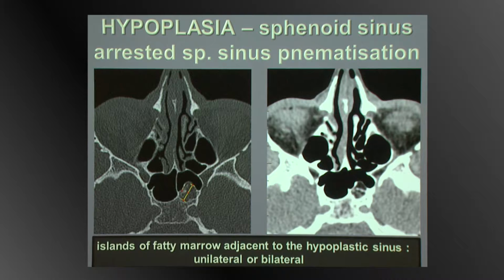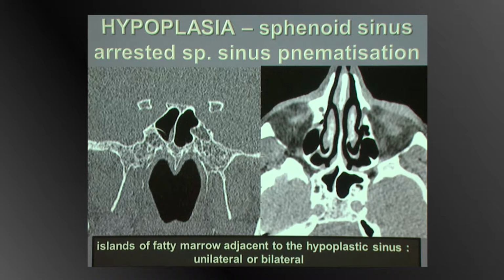The other entity which can occur is hypoplasia in the sphenoid sinus, and this peculiar entity of arrested sphenoid sinus pneumatization, which gives you an island of fatty marrow indenting a sinus, or just fatty marrow and coarse trabeculae in the clivus adjacent to a sinus, which is usually small but not always. You've got to look on soft tissue windows. If you can see fat, that's what it is, and you don't have to do an MR, because an MR will just confuse you.